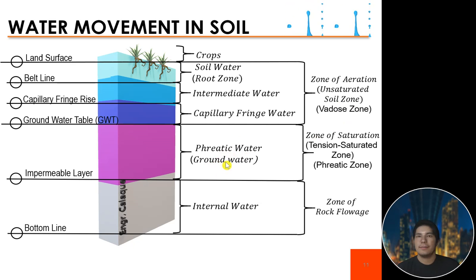While itong phreatic water or the groundwater, this is part of the zone of saturation. Okay? Or we call it phreatic zone, or we call it tension saturated zone. And ito namang internal water, this is under zone of rock flowage. Okay? We have this unsaturated soil zone or the zone of aeration. Then we have this tension saturated zone or the zone of saturation and zone of rock flowage.